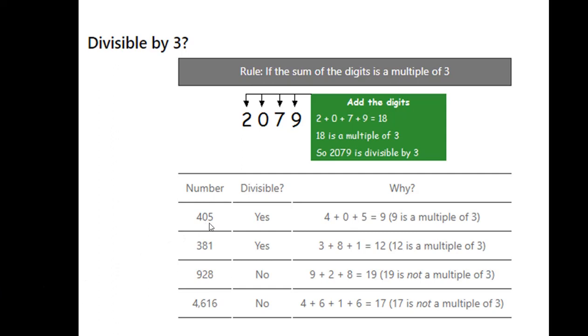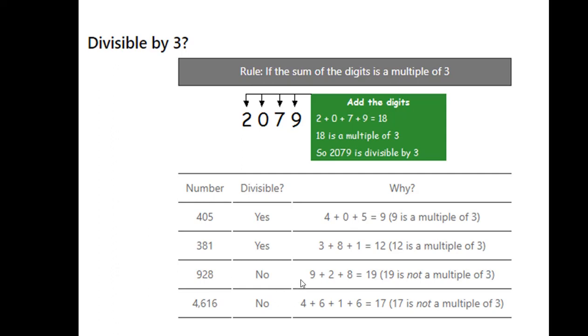405. Is it divisible by 3? How to find out? We have to find out by adding the digits. So we have to add 4 plus 0 plus 5. The answer is 9. So 9 is divisible by 3. So 405 is divisible by 3. The next example is 381. You have to add the digits. 3 plus 8 plus 1 equal to 12. So 12 is divisible by 3. So 381 is divisible by 3.